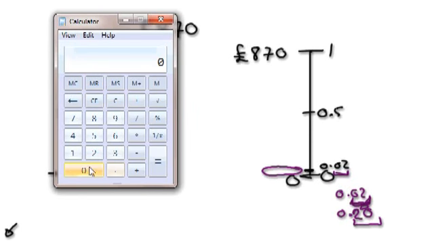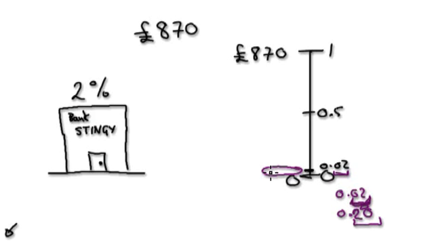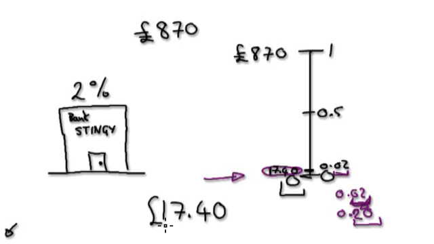This is not a good way of doing it, but I'm just doing it to show it to you. 0.02 times 870 equals 17.4. But then we stick a 0 in here because we're working with money, so it's 40 pence. So really, what is happening is the bank at the end of the year will give you 17 pounds and 40 pence for doing nothing, in effect.